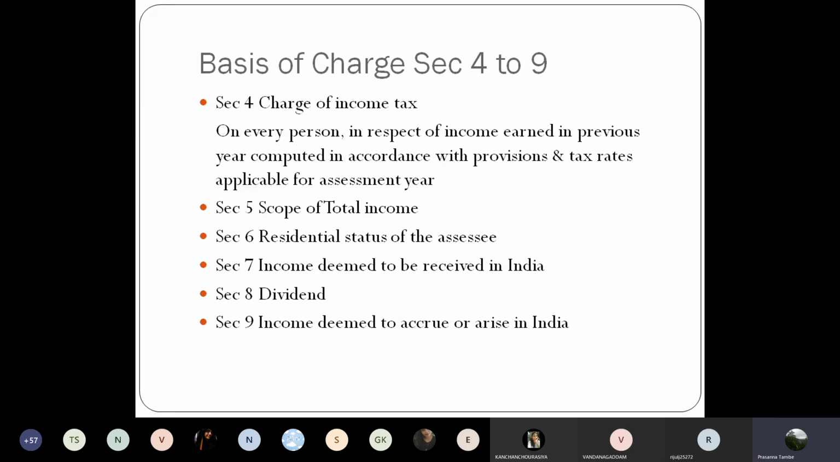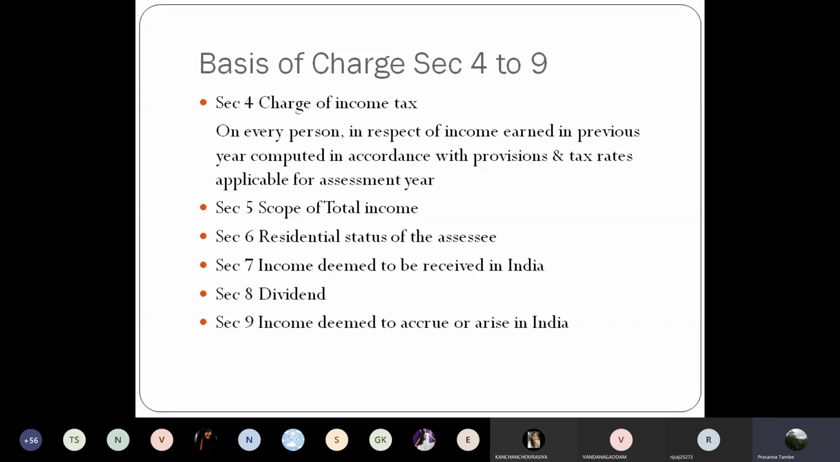What are these sections called as basis of charge? Basis of charge are the sections which are the backbone of income tax. In a sense, if you remove these sections from the statute, if you remove these sections from income tax, you will not be able to charge. You will not be able to levy the tax in respect of income of a person. So, very important sections, because these sections enable the tax authorities to levy the tax in respect of income of a person. Now, what are these sections?